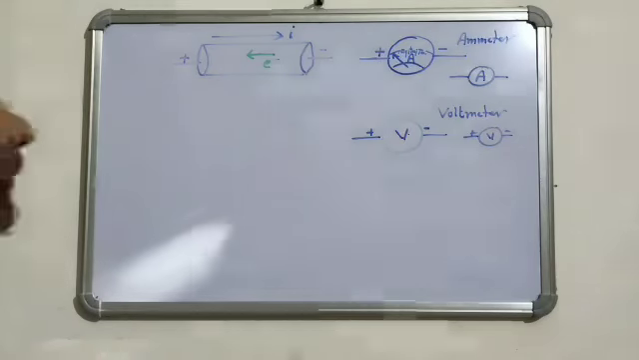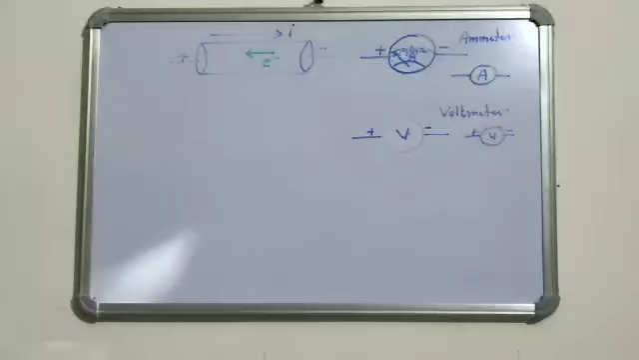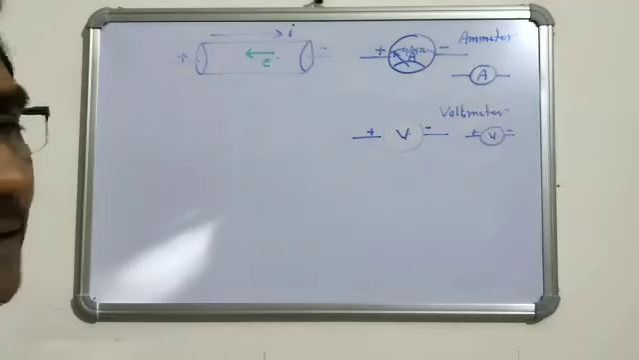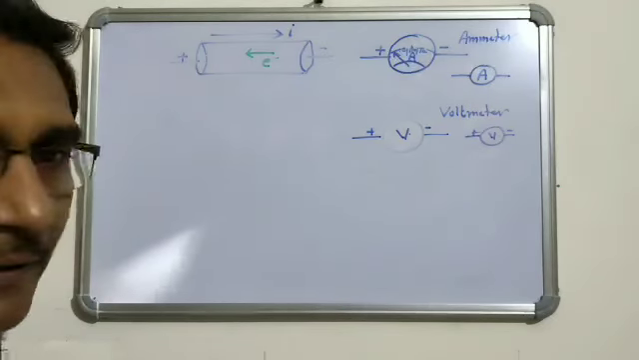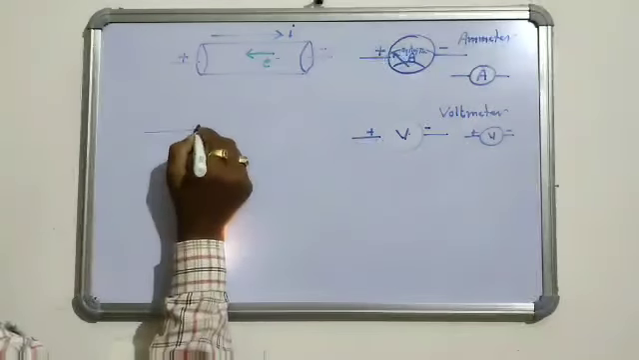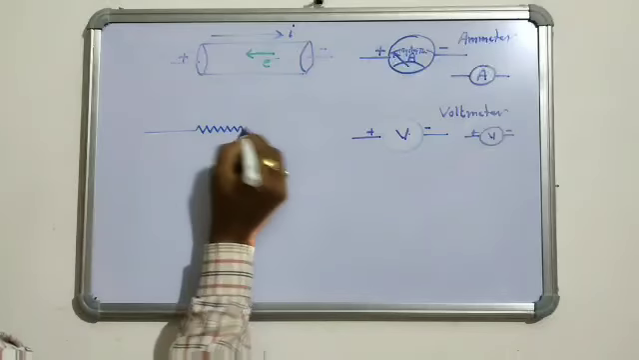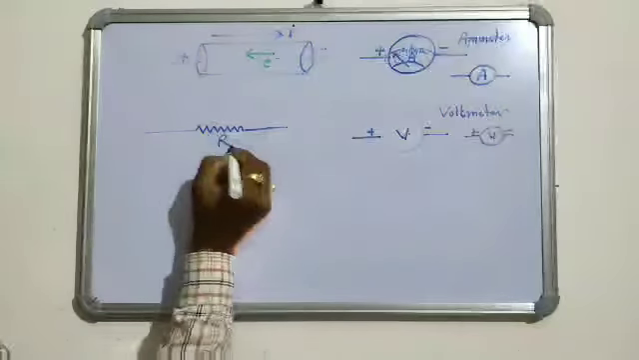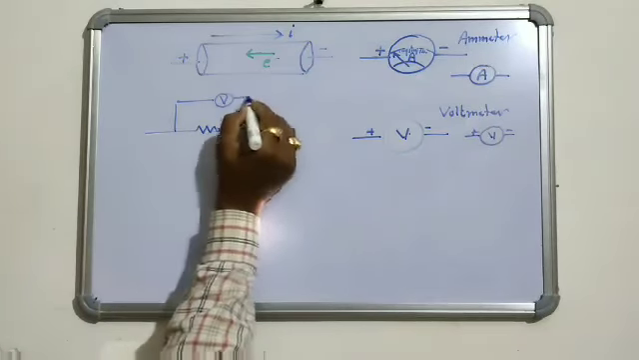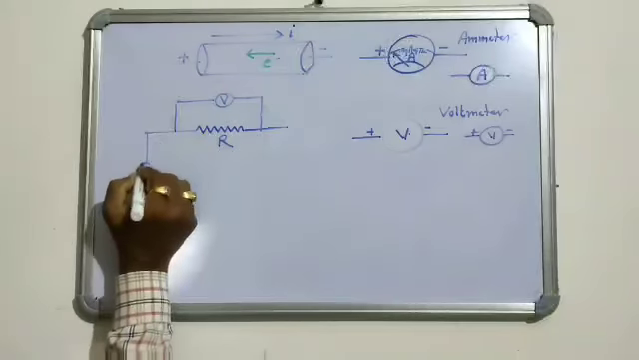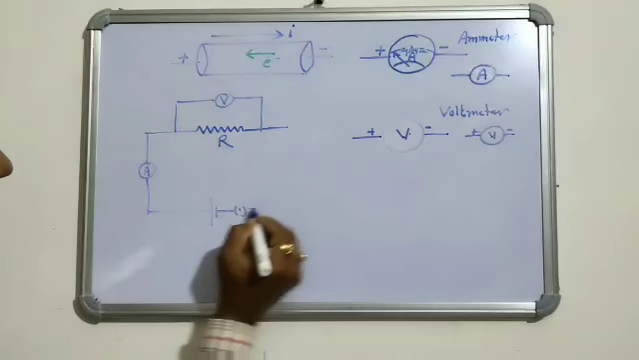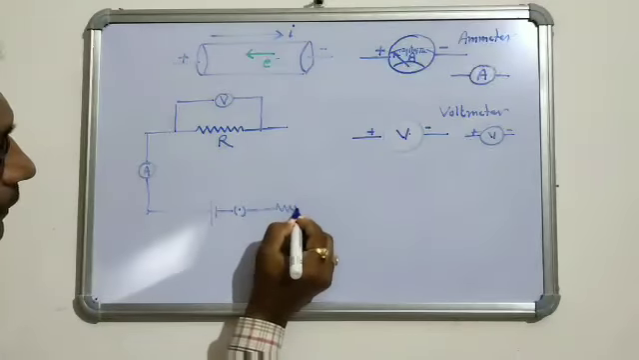Here is one important thing. An ammeter is always connected in series in an electrical circuit, and a voltmeter is always connected in parallel. For example, suppose we draw the electrical circuit of Ohm's law. This is the resistance, denoted by R, and the voltmeter is connected in parallel here, and here is the ammeter, here is the battery, here is the key, here is the rheostat.